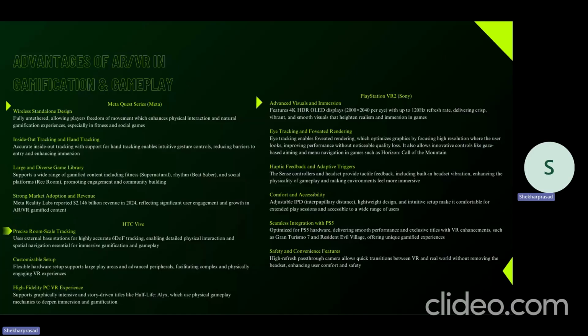And finally, PlayStation VR 2 brings console-grade polish to VR. Dual 4K HDR OLED displays at up to 120 Hz deliver stunningly crisp, fluid visuals that heighten realism in games. Built-in eye tracking and foveated rendering deliver high-resolution detail exactly where you're looking, which means boosting performance without sacrificing quality, and even enable gaze-based controls for menus and aiming. The Sense controllers and subtle headset vibrations add rich haptic feedback, making every punch, pulse, or recoil feel tangible.